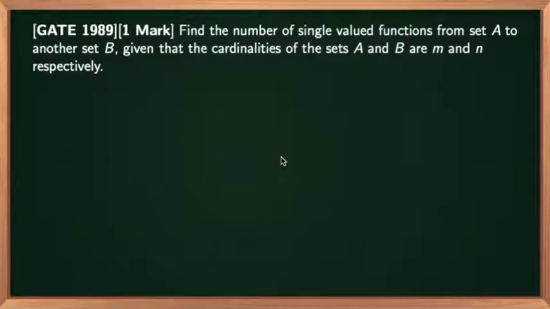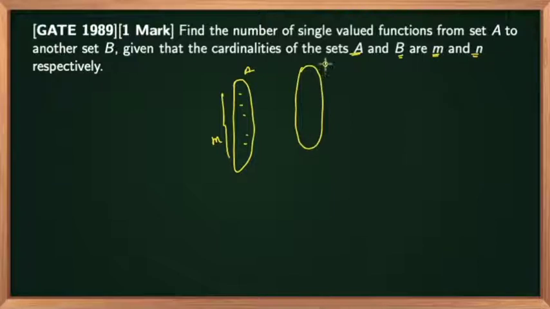Find the number of single valued functions from set A to another set B, given that the cardinalities of the sets A and B are m and n respectively. Okay, so we have a set A here, and A's cardinality is m, and B's cardinality is n. Right? So how many different functions are possible? Right? So we have the cardinality of B equal to n.